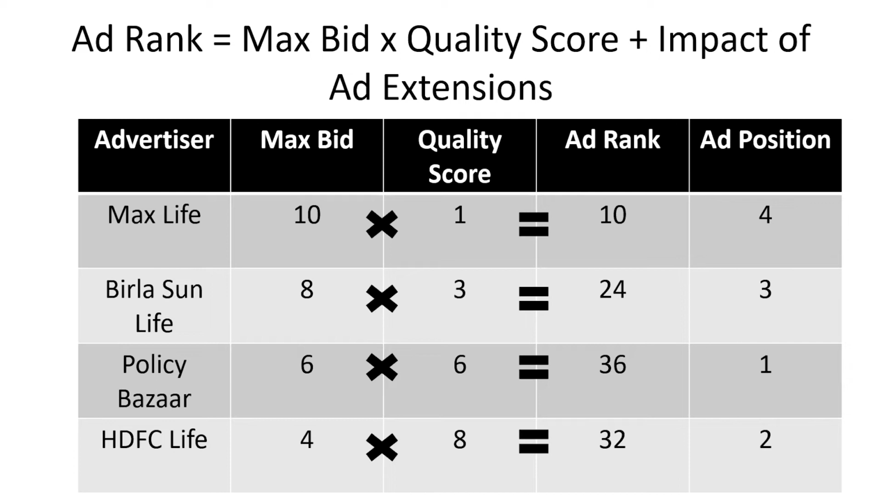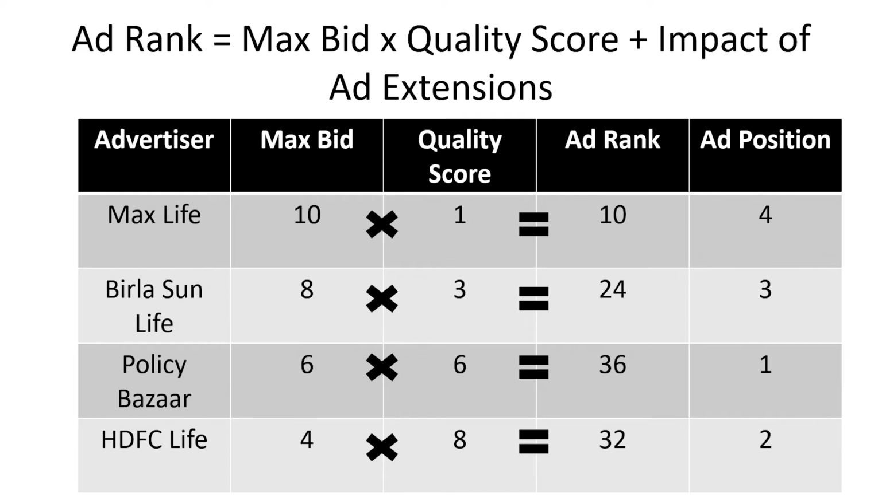So let's say the keyword term insurance has a different quality score based on the quality of the ads in each of the accounts. For Max Life it is 1, whereas for Birla it's 3, Policy Bazaar 6, HDFC Life 8. The quality score ranges from 1 to 10, right? So 10 being the maximum quality score, which means that your ad is of very high quality for the keyword that the user is using to search online, right? So let's say these are the 4 different quality scores that we have.